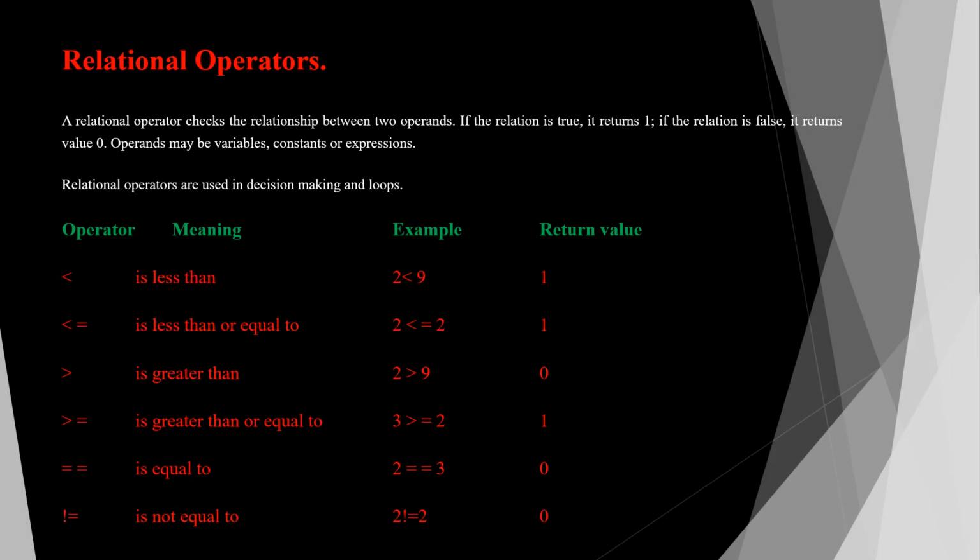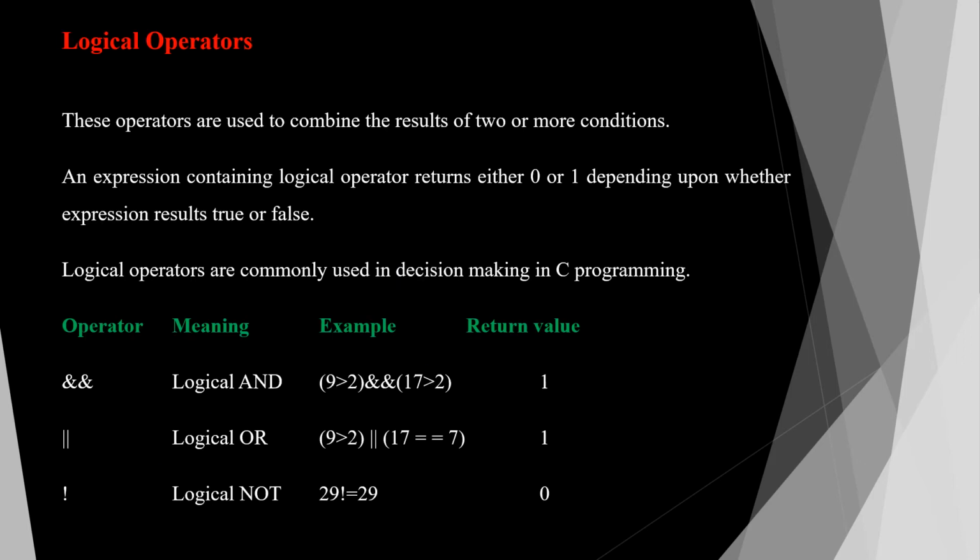The next operator is not equal to. The example is 2 not equal to 2. This is false because 2 is equal to 2, so this condition has become false and it returns the value 0.